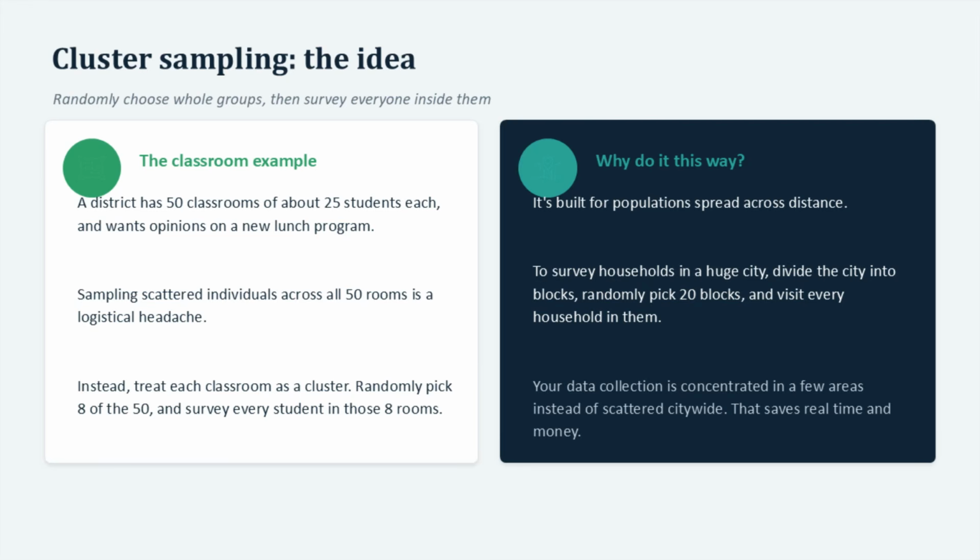But think about the logistics. You might end up needing 2 students from one classroom, 1 student from another, 3 from somewhere else, with your sample scattered all over the school. That can become a real headache to organize. So instead, we treat each classroom as a cluster. We randomly select, say, 8 of the 50 classrooms, and then survey every student in those 8 selected rooms.